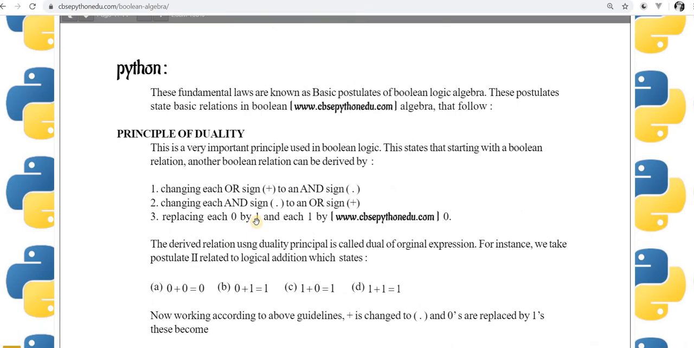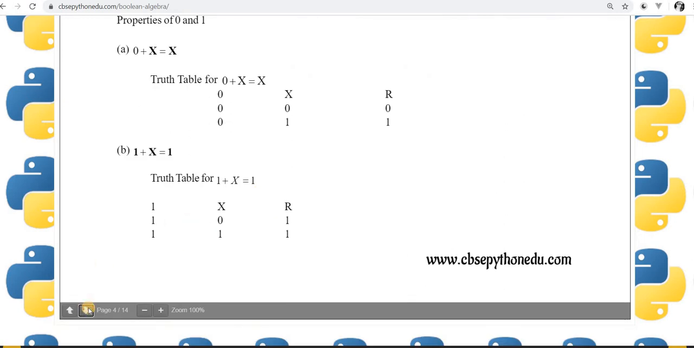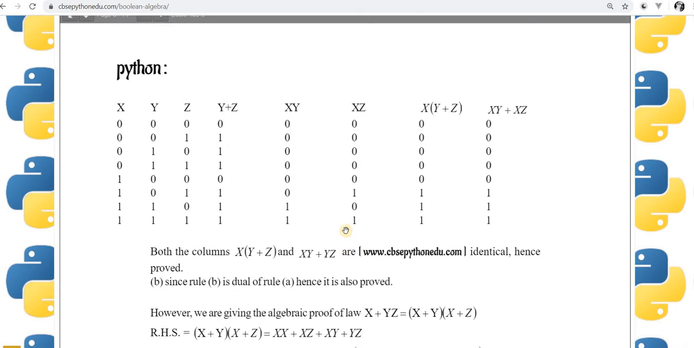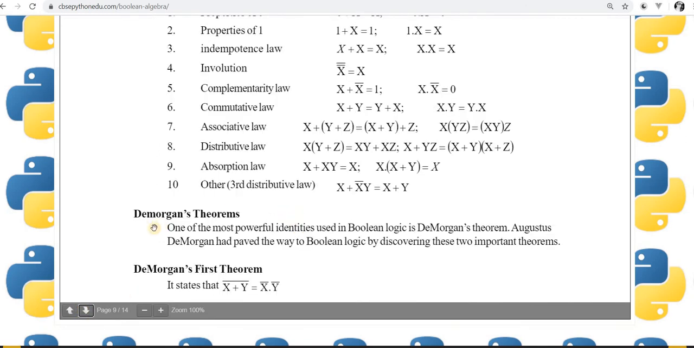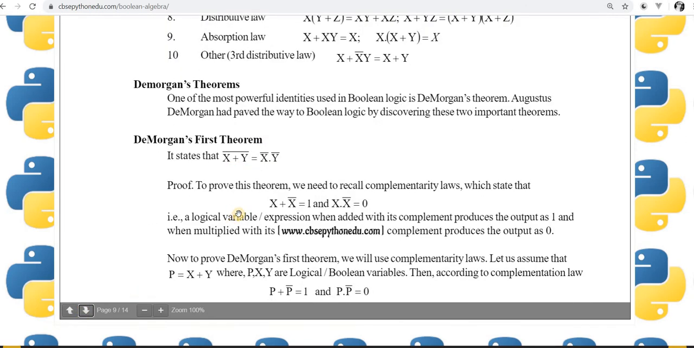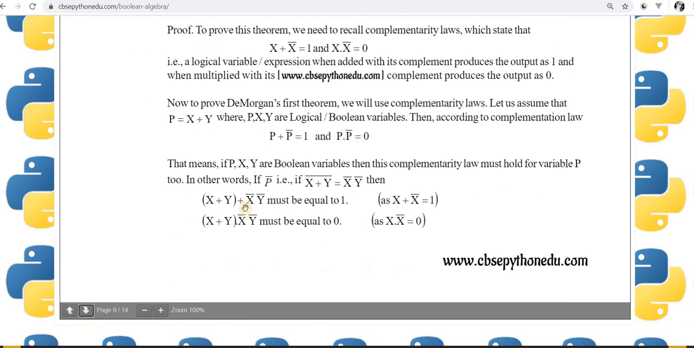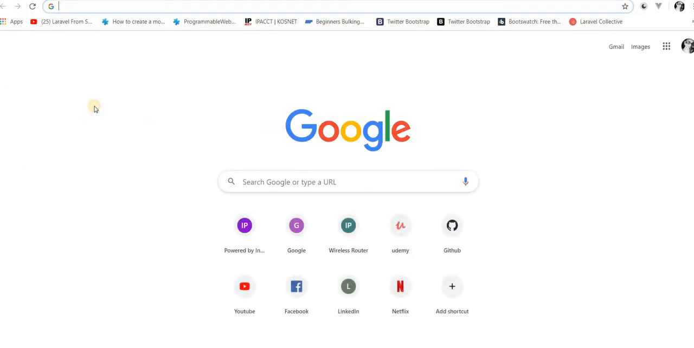Let me find the diagram. Okay, here is all the laws. You don't need to read all this. It is not in your syllabus. Only the De Morgan's theorem. Okay, just let me Google it, the diagram of logic gates.